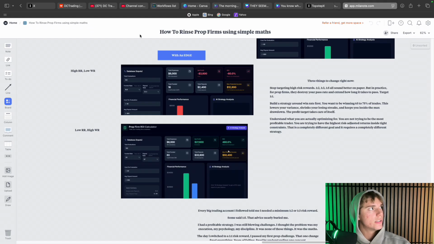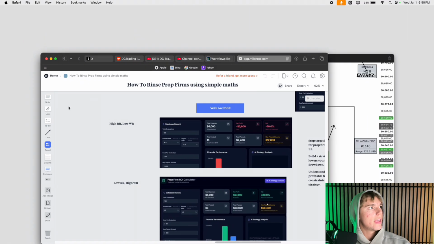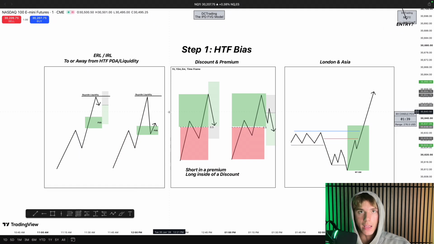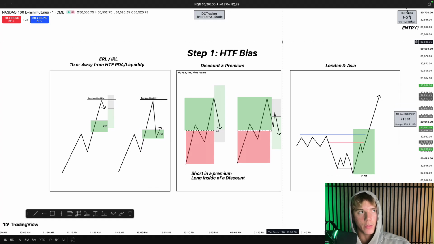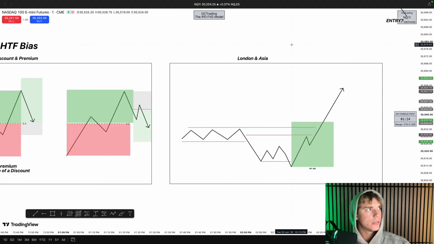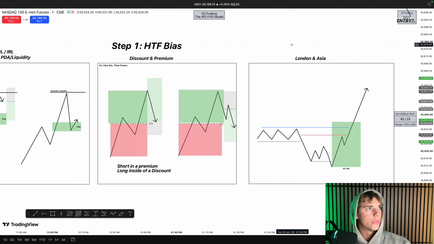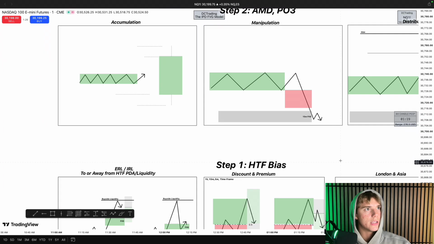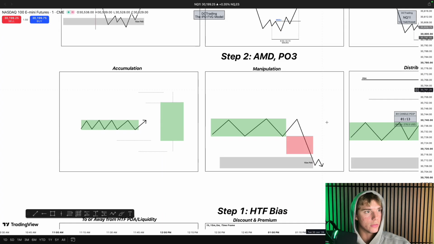Getting straight into exactly how to spot A plus setups, now that you know why it's actually important to differentiate between the A plus and the B. We are going to go over the model first and then how to actually make an A plus model. It's going to be 3 steps to identifying the model. Step 1, step 2, and then step 3 is the actual entry model.